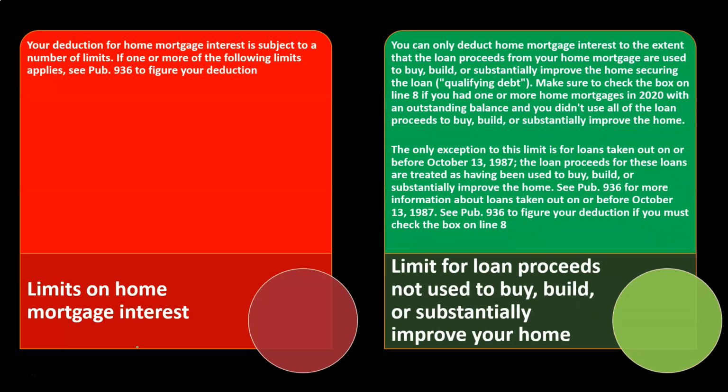Limit for loan proceeds not used to buy, build, or substantially improve your home. So that's going to be the thought process of why you would take the loan out. You would have it to buy or build or improve the home typically. But note that if you can deduct the interest on the home loan, whereas you cannot deduct interest on a car loan or similar loan, then you have an incentive to use the home as collateral to take money out, to take a loan, and have it under the home loan so that you get a tax deduction on it.